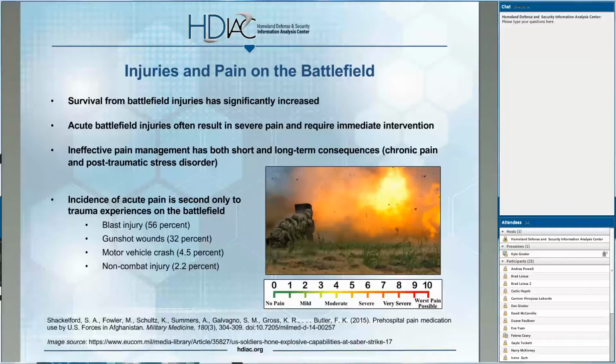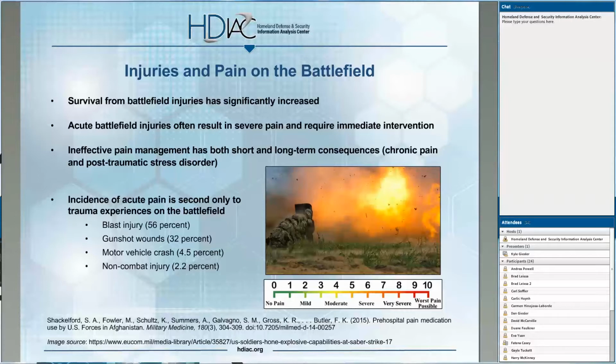I'd like to point out that pain is only second to trauma experience on the battlefield, with blast injuries accounting for about 56% of all injuries for warfighters, with gunshot wounds coming in second at 32%, and to a lesser extent, motor vehicle crashes and non-combat injuries. And most of these injuries that I just mentioned typically result in pain scores on the scale below that you can see, 5 or higher, that is, ranging from severe to the worst possible pain.